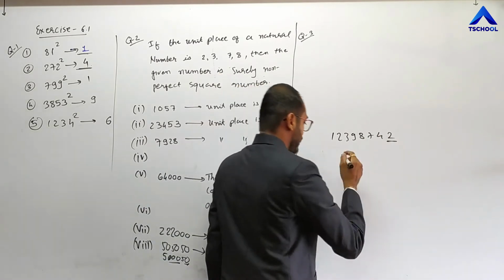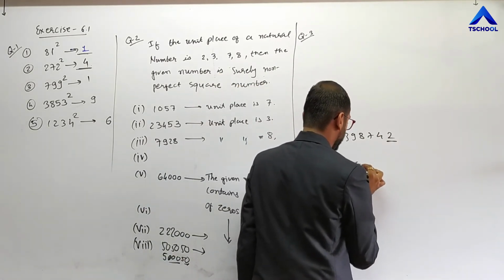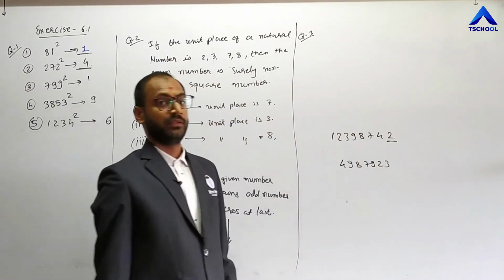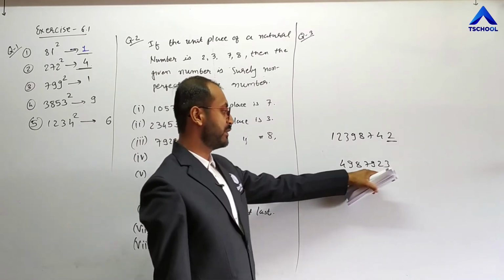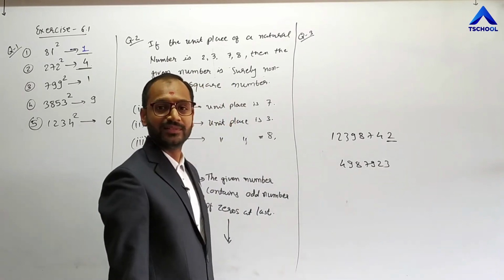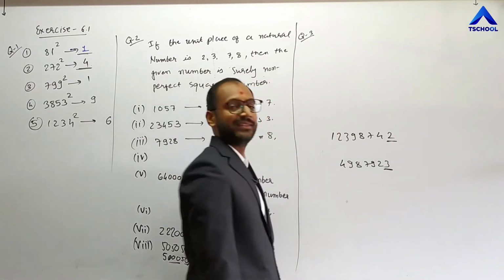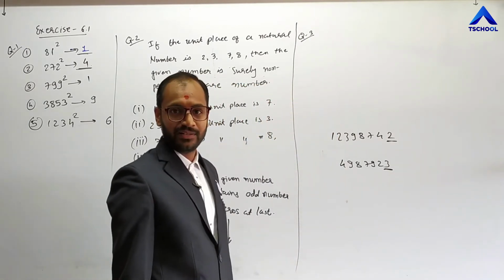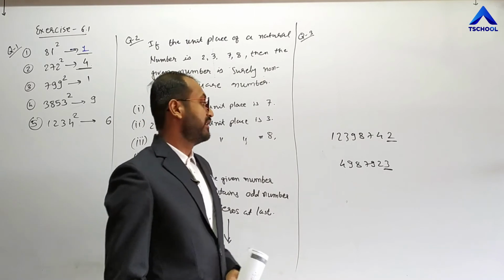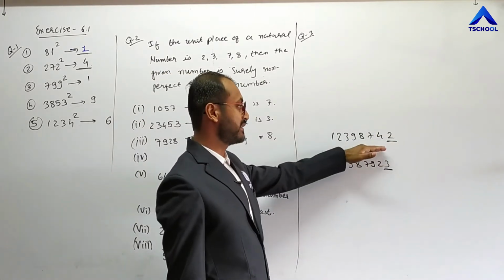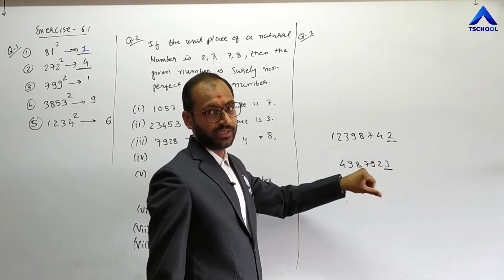If I take another example like 4987923, how can we say that this number is odd? By checking the unit place. The unit place is 3. Clear? So you can check the unit place and then say that the given number is even or odd.